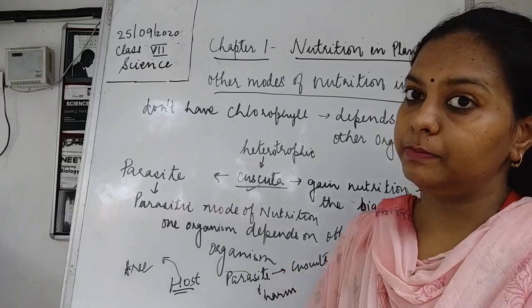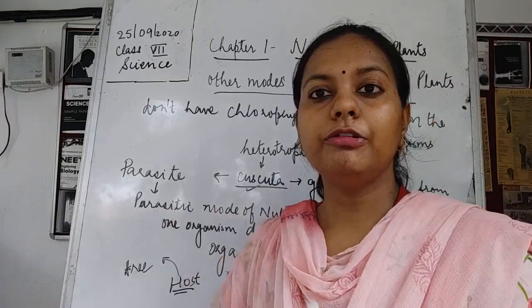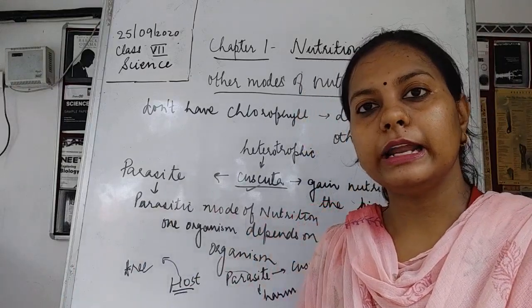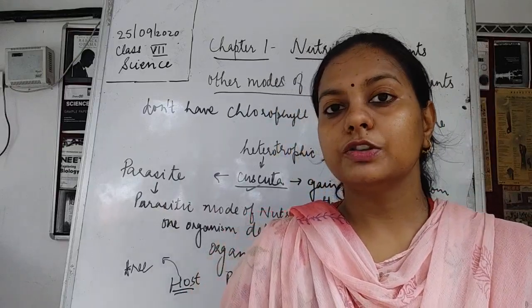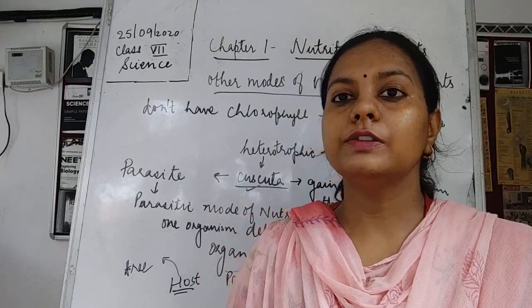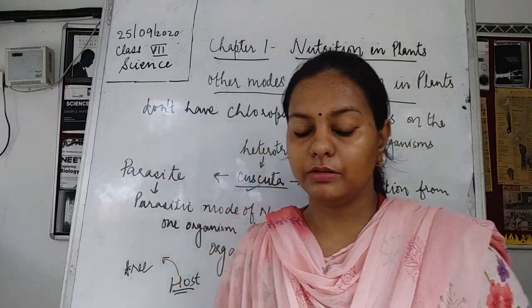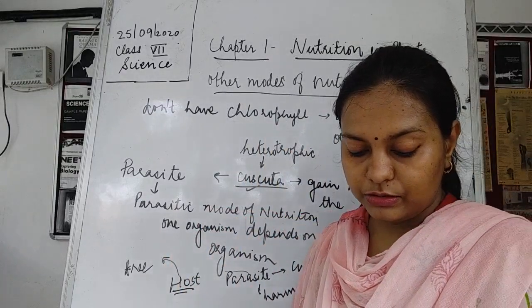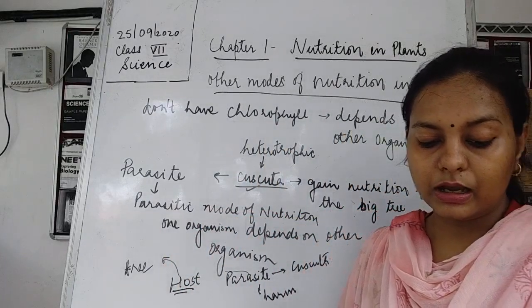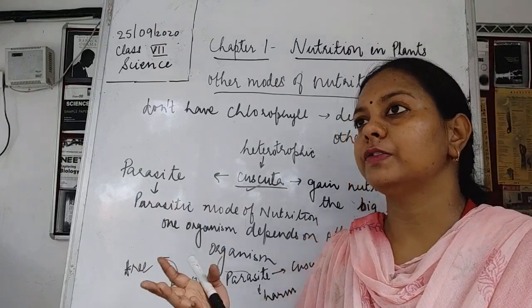Now children, please remember, all the parasites are going to harm the plants, because they are collecting the nutrients from the plant. If they are collecting the nutrients from the plant, then they are going to harm the plants. So this is the problem. The problem arises, and they are going to harm the plants, because after some time they are going to kill that big tree.